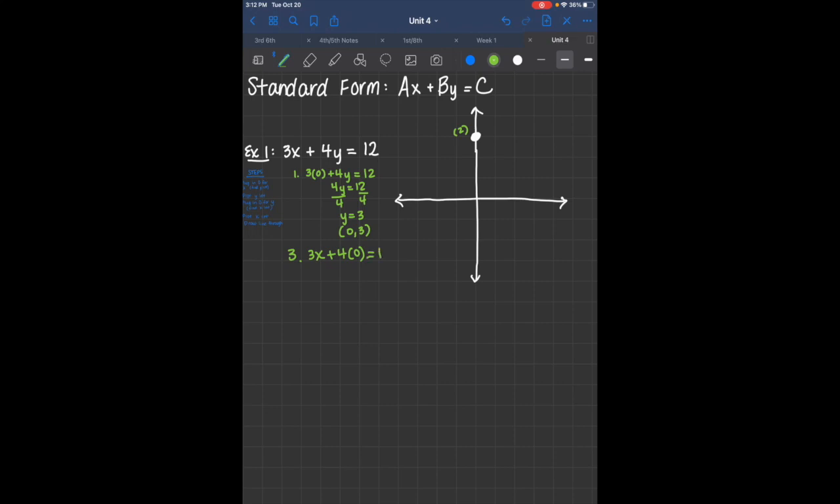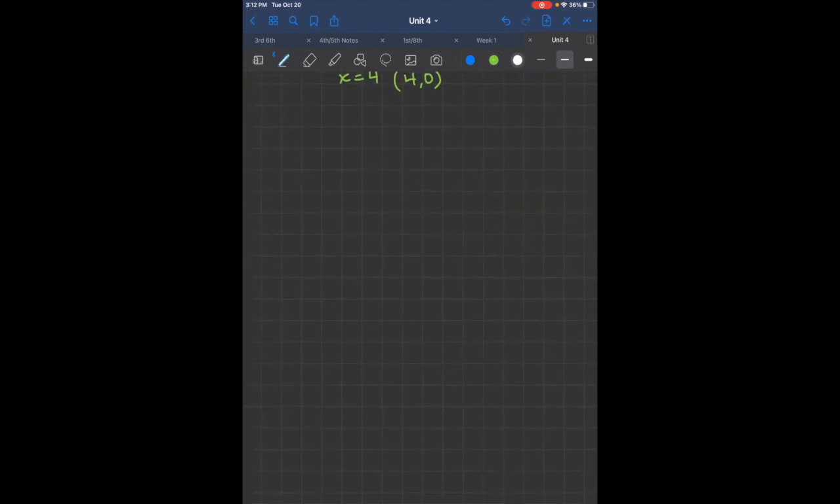Step 3, we plug in 0 for y, and we get 3x equals 12. So x equals 4, and that's the coordinate 4, 0. And then we can draw a line through our 2 points, and we're done. Let's look at the next example.